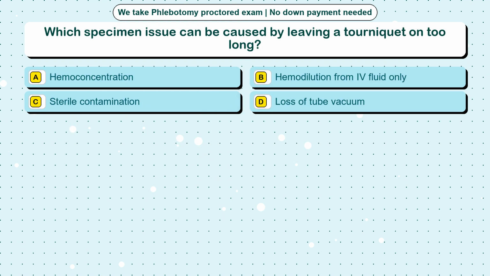Question 40. Which specimen issue can be caused by leaving a tourniquet on too long? Option A, hemoconcentration. Option B, hemodilution from fluid only. Option C, sterile contamination. Option D, loss of tube vacuum.